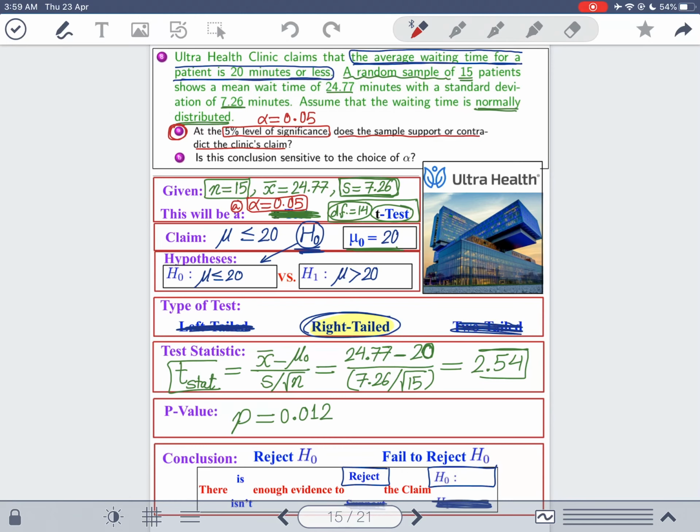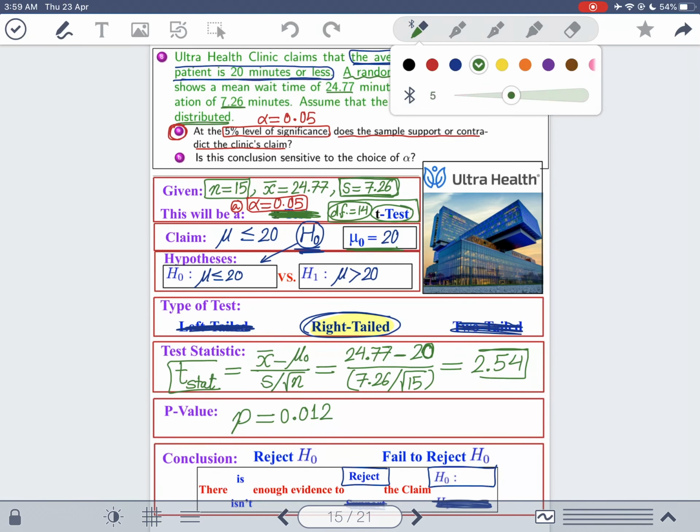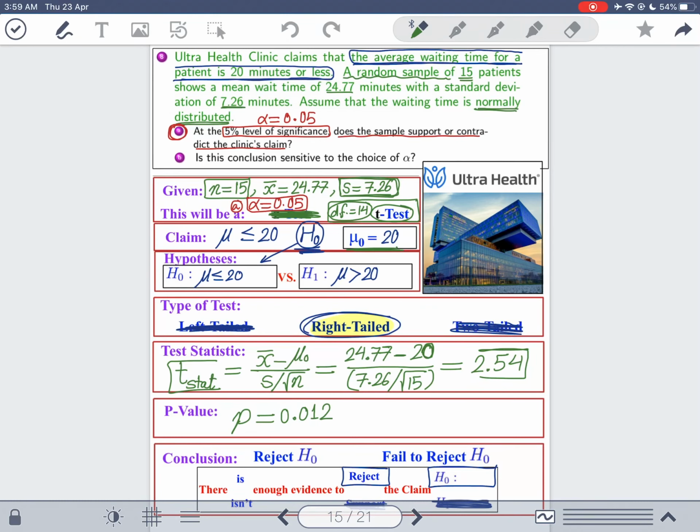So this sample that we took, we found the sample mean and sample standard deviation. Whatever we get from this sample, does it go along with what the clinic is claiming? Remember, the clinic was claiming that the mean wait time for people is 20 minutes or less. And now we're checking if what they're telling us is correct or not. So the p-value is 1.2%. You're comparing it to 5%. So of course it's less than 5%, which is the significance level alpha.